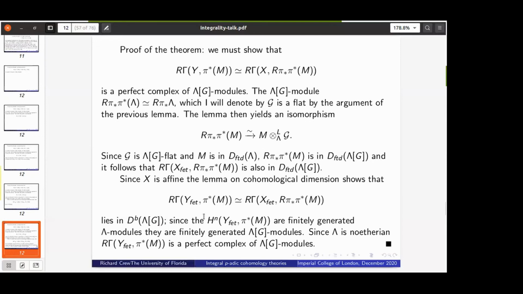On the other hand, by assumption, right, that this is globally perfect, these are also finitely generated, the H^n are finitely generated lambda modules. They are, therefore, finitely generated lambda G modules. Okay? And since lambda is Noetherian, that means that our gamma over the finite tau topos of pi upper star of M is actually a perfect complex of lambda G modules.